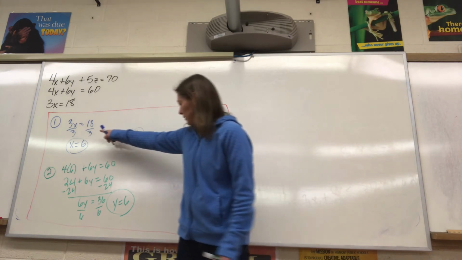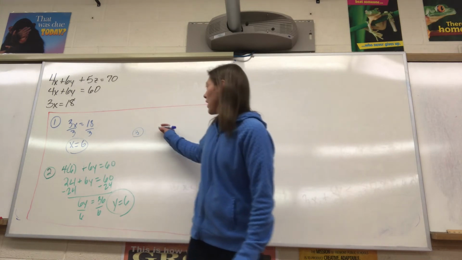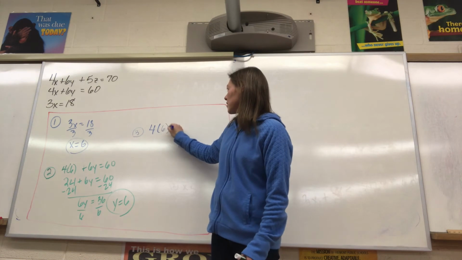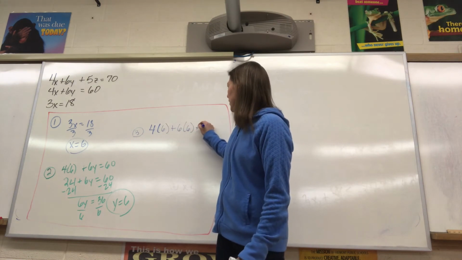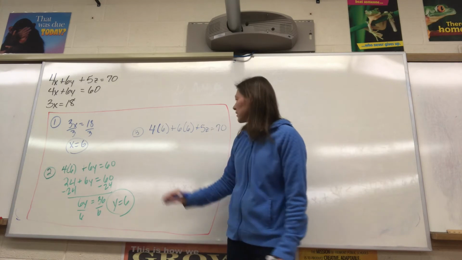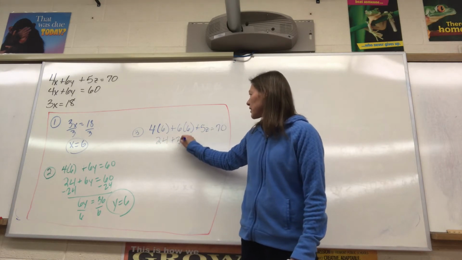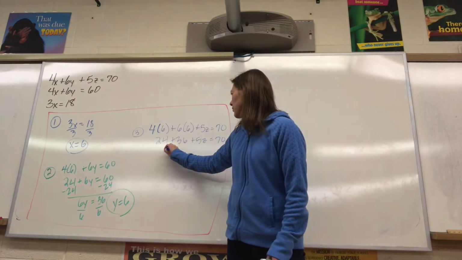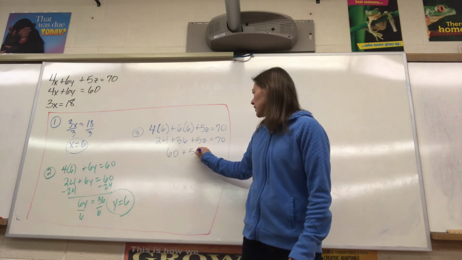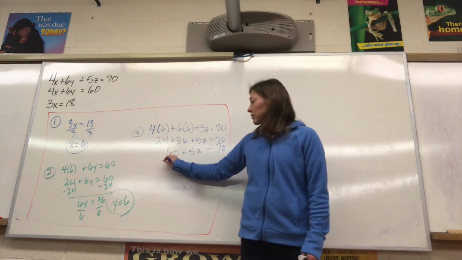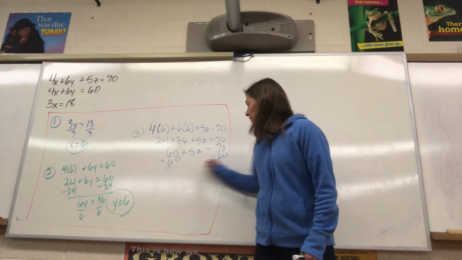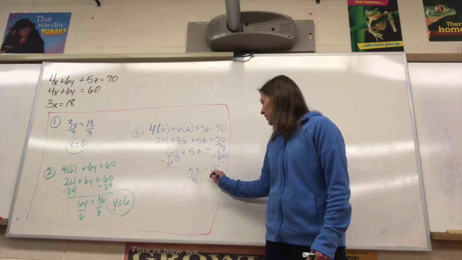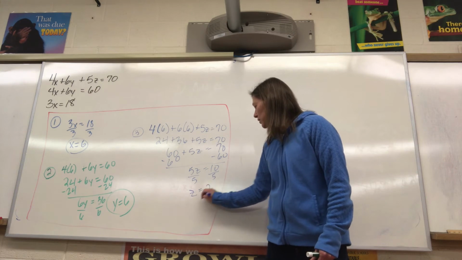Now if I plug in 6 for the x and 6 for the y, we can go 4 times, in the top one, so that we can solve for z. I'm going to go 4 times 6 plus 6 times 6 plus 5z equals 70. So I've got 24 plus 36 plus 5z equals 70. I might actually make it inside this space. So we've got 60 plus 5z equals 70. If I subtract my 60, that's a lovely 60, I get 5z equals 10. So then we get z equals 2.